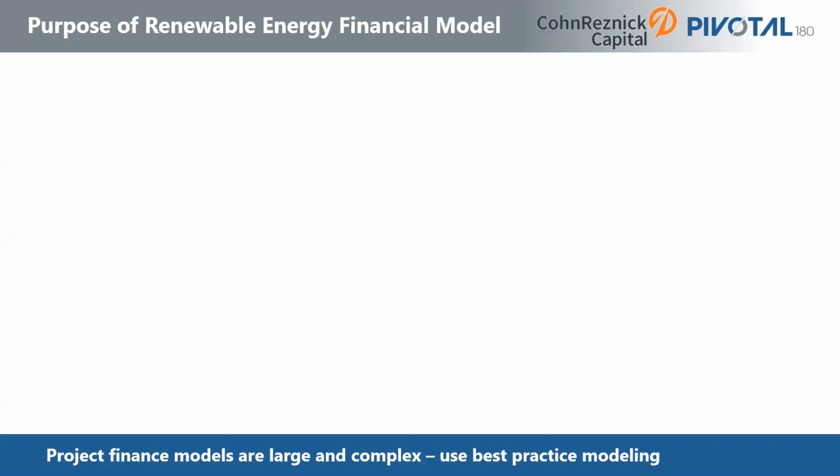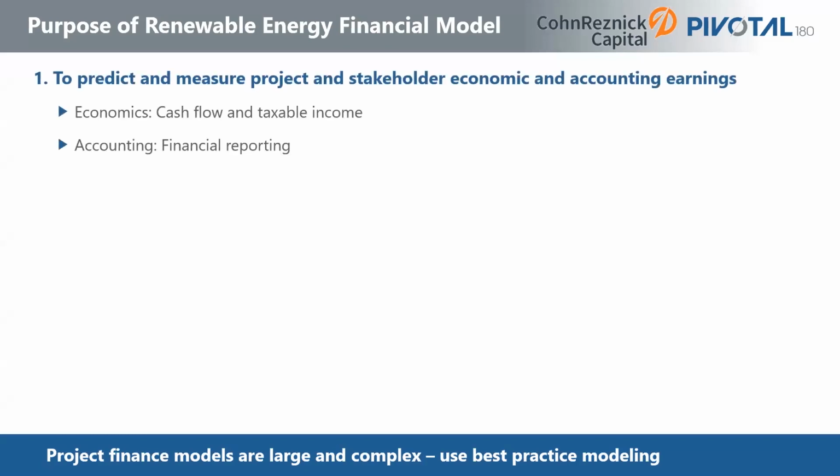There are three primary uses of the financial model. The first use is to predict and measure a project's economic and accounting earnings. Now, I distinguish between the two because some investors are more focused on one versus the other. For example, publicly traded companies are focused on near-term accounting earnings. Economic earnings are calculated using cash flows and taxable income or loss. This is the type of earnings that we'll focus on today.